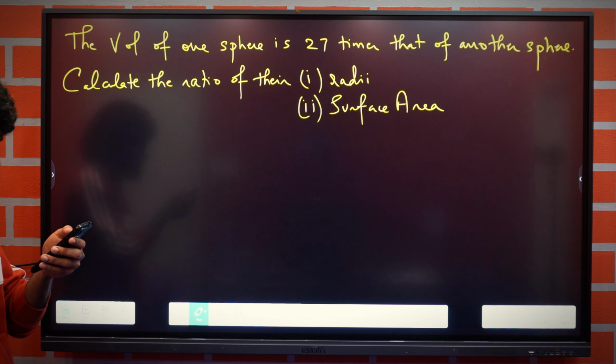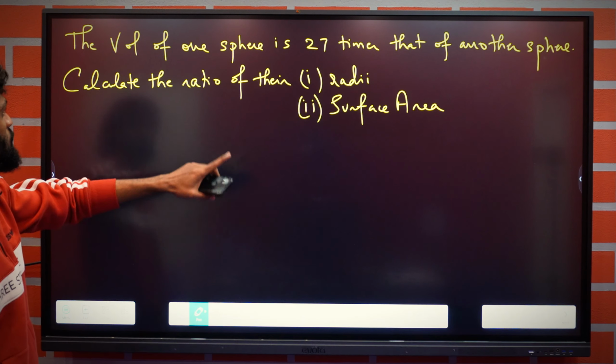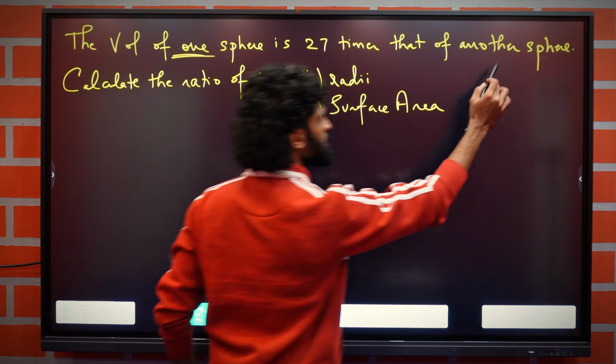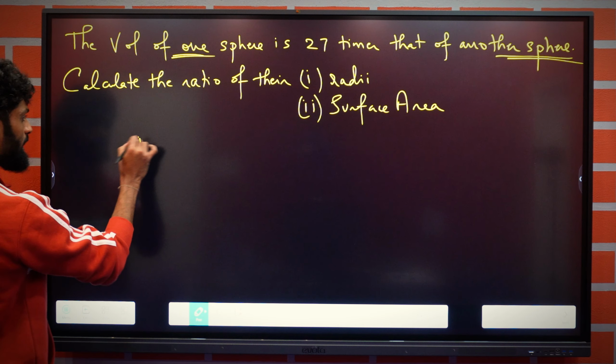Now what do we do? Very simple. Just like the previous concept, we'll start off with the first one. The volume of, there are 2 things being involved here: one sphere and another sphere. They've never used the word bigger sphere or smaller sphere. So what I'll do, I'll write like this.